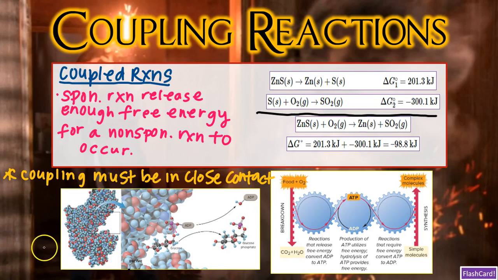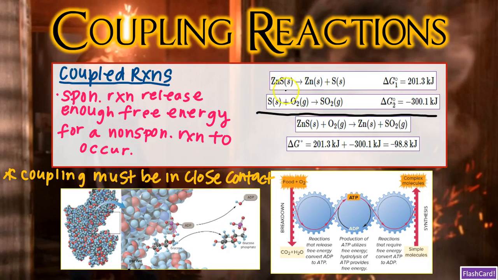So coupling means we are pairing reactions, one of which is going to release enough free energy for the other one to occur. We could also say that a spontaneous reaction is going to release enough free energy for a non-spontaneous reaction to occur. To couple also means we can use Hess's law to sum delta G values of a system and get an overall delta G naught. Let's look at an example.